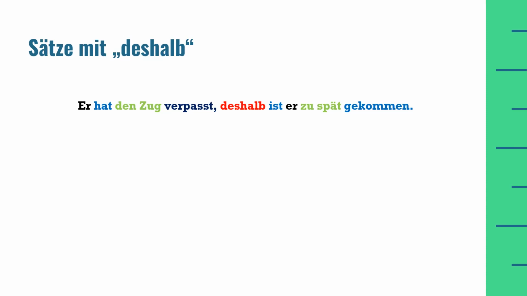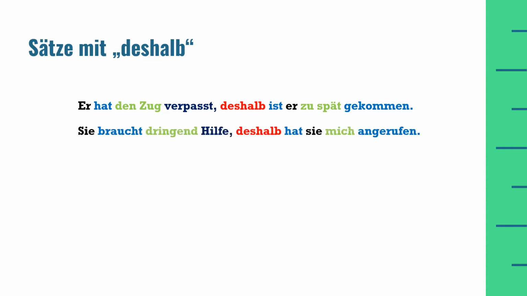And soon after that, we use the conjugated verb. In this case, the conjugated verb is sein, which is conjugated according to the subject er, and it becomes ist. Zu spät gekommen. Gekommen is the participle zwei form of kommen, and we know that whenever we use this verb in perfect tense, we have to use the verb sein and we have to conjugate it according to the subject of the sentence. He has missed the train, therefore he has come too late.